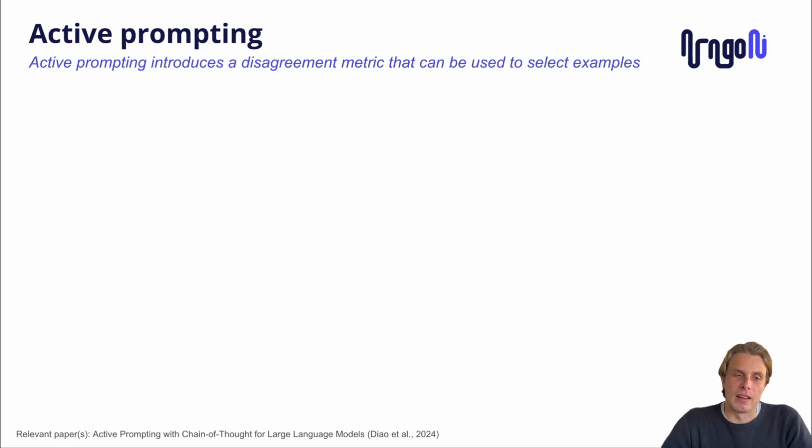Let's now speak about active prompting. And the thing that I want to highlight the most here is its introduction of this disagreement metric, because this disagreement metric is something that you can use in the process of selecting examples from that framework we discussed earlier, as well as being a general metric that you can use in, for example, an ensembling mechanism where you're trying to choose the best of multiple outputs.